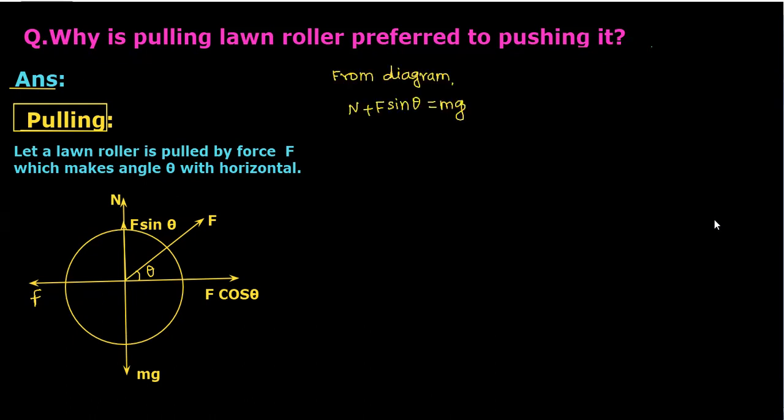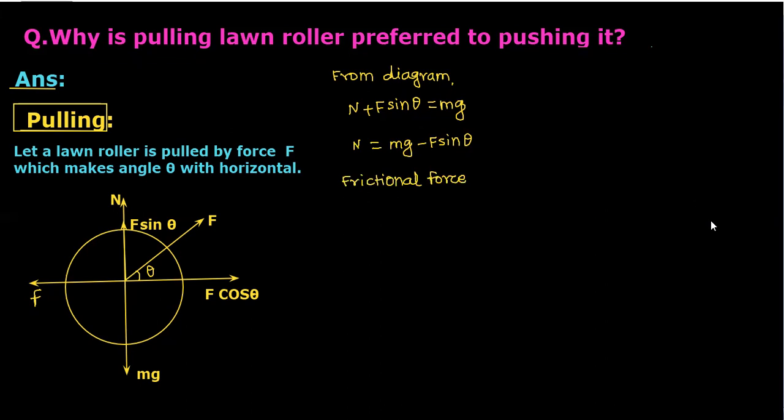Now from the diagram you can see N and F sin theta are in one direction and mg is in the opposite direction. That's why the addition of these two forces is equal to mg, and therefore N plus F sin theta is equal to mg. Now I want to find N, so I am transferring this F sin theta to this side. So I will get N, that is the normal reaction, is equal to mg minus F sin theta.